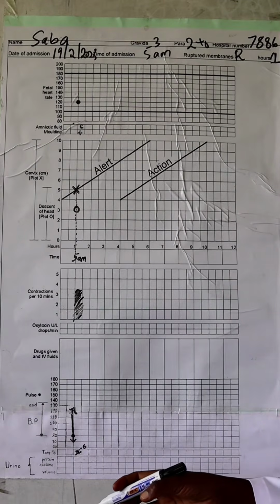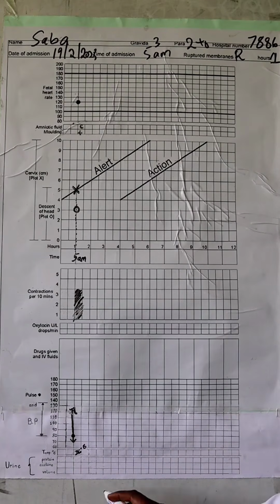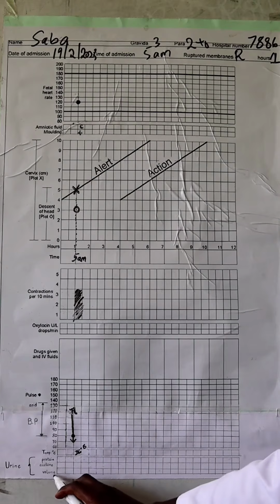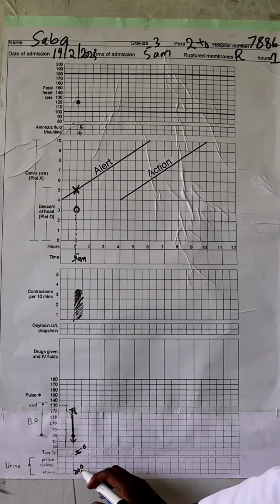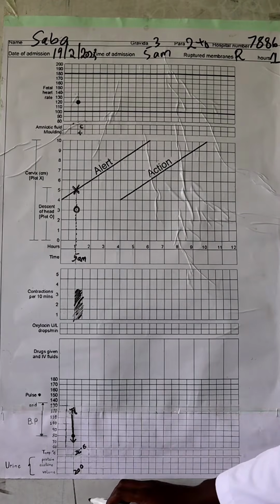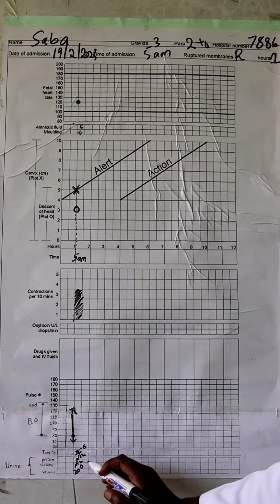Then urine output is 200 ml, and there is negative protein and acetone. So you have 200 ml of urine. So come down here. Okay, I hope we are together. We are moving to the urine section, and the volume is 200 ml. Then we have acetone, which is absent, so you can indicate nil, and nil protein.